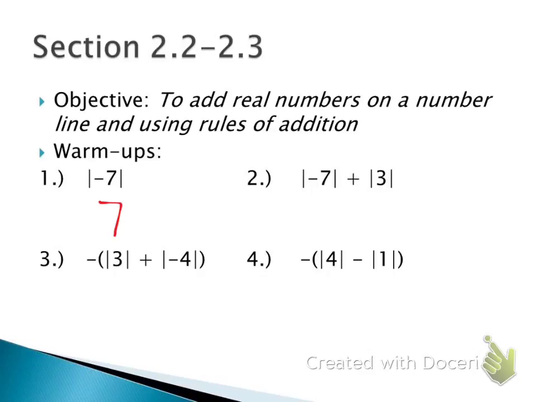Number 2, we have to take the absolute value of 7, which we just talked about, that's still 7, and add it to the absolute value of 3. Jariel, what is the absolute value of 3? 3. Wonderful. We add those together, we should get 10.